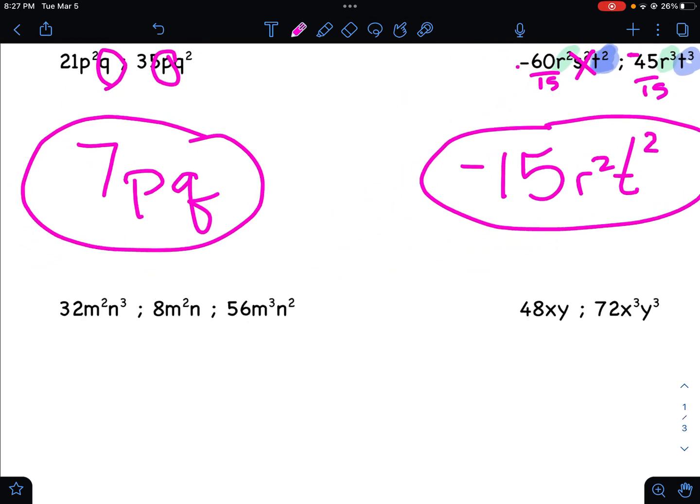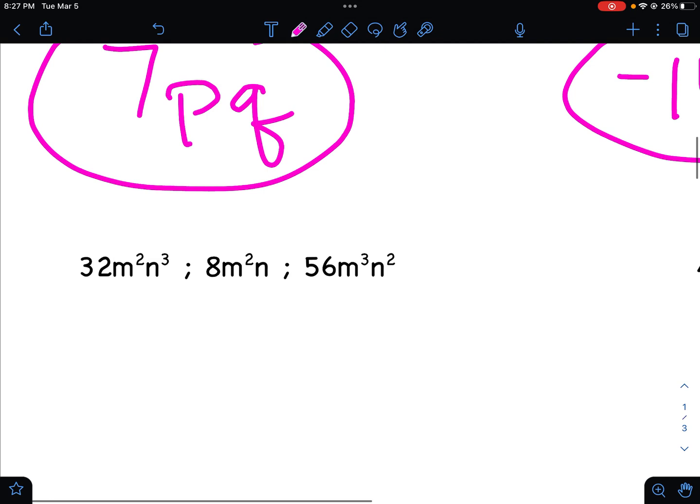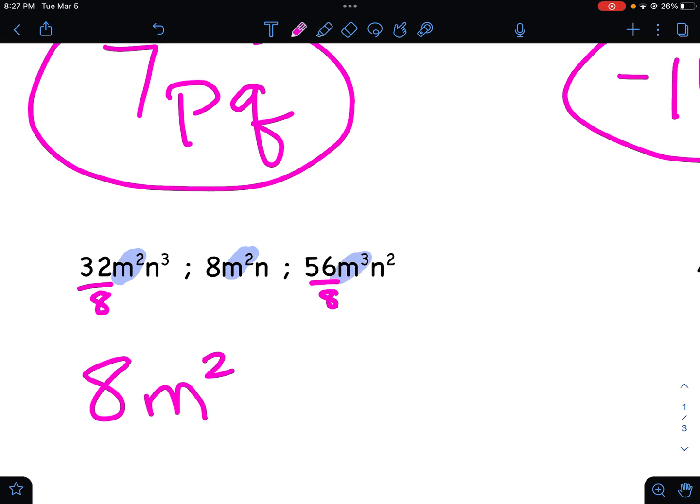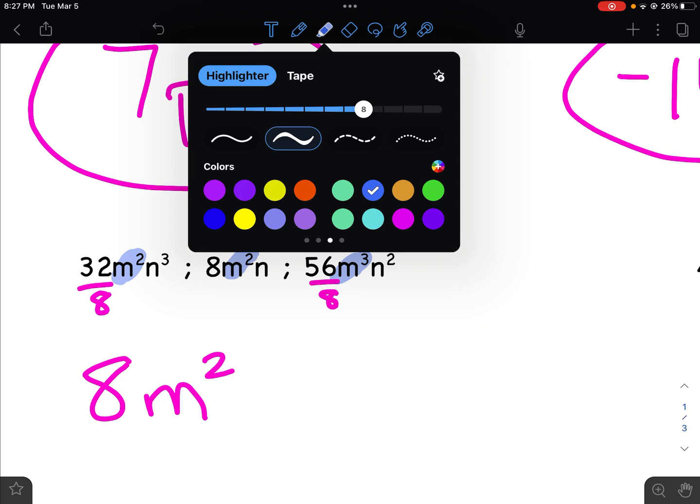It's not any different when there's 3 terms. Notice that they're just separated by a semicolon. But again, 8 will go into all of those because that becomes 4 and that becomes 7. Now we look at our exponents. We have 2 of them here, 2 of them here, 3 of them here. So everybody has at least 2 of them.